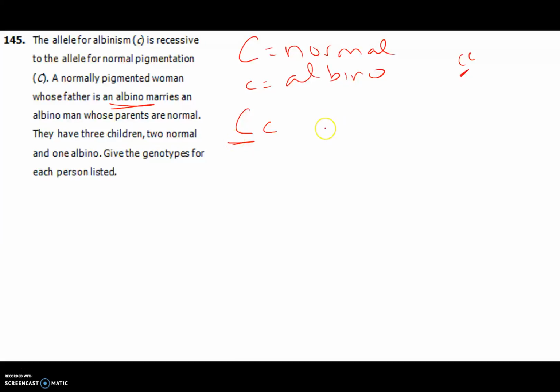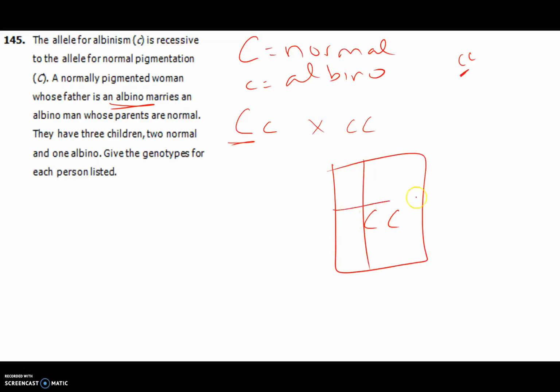She marries an albino man whose parents are normal. Well, he's albino. It doesn't matter what his parents are. He's homozygous recessive. They have 3 children, 2 normal and 1 albino. So the albino child is like this. If we do the Punnett square, we can see the mom and dad. So the parents, when we look at the Punnett square, there's about a 50% chance of having an albino kid and a 50% chance of having a normal pigmented kid.